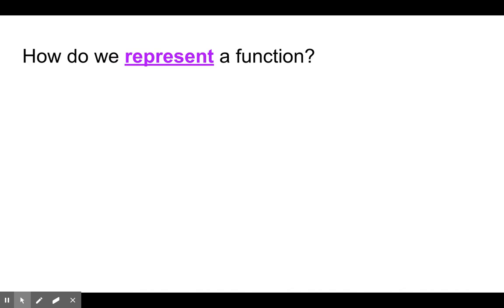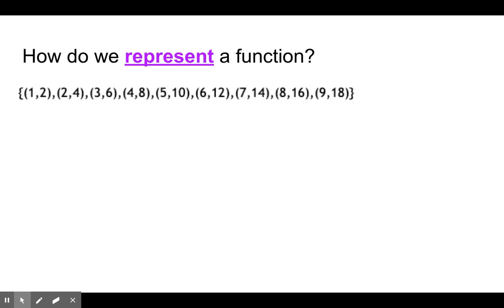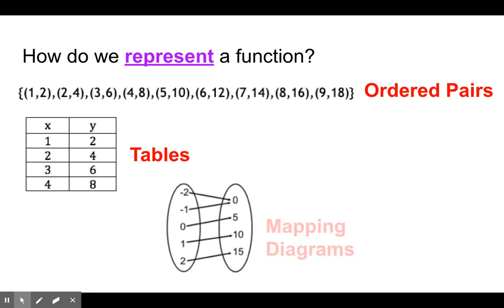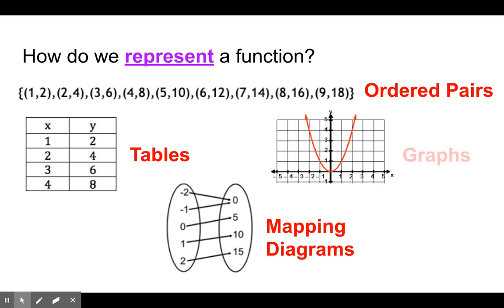So there's different ways we can represent a function. These are called ordered pairs. This is called a table. We've already looked at this representation called mapping diagrams. And lastly, we have a graph. All of these are used to represent functions.